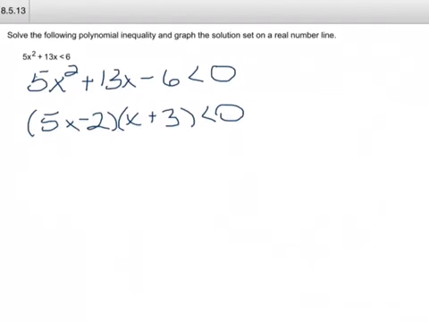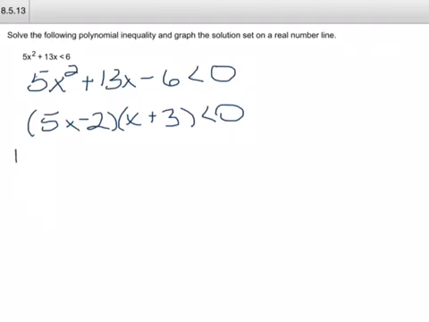Here we're going to solve the following polynomial inequality and then graph the solution set on the number line. The polynomial inequality is 5x squared plus 13x is less than 6. I've already done the first two steps, which is get 0 on one side and then factor the other side. So now we have (5x minus 2)(x plus 3) is less than 0.